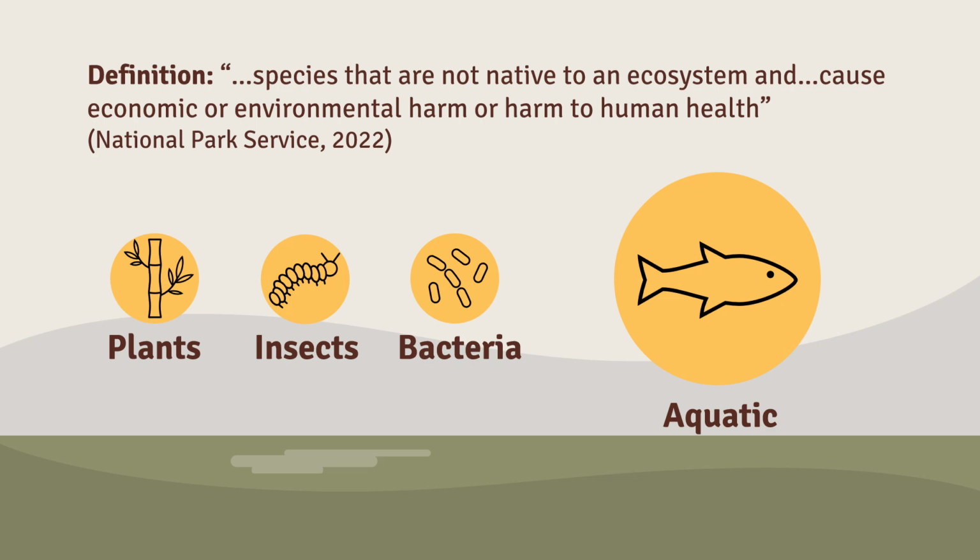Okay, so the actual definition of an invasive species, according to the National Park Service, is a species that is not native to an ecosystem and causes economic or environmental harm or harm to human health. And invasive species can actually be any type of living organism. So plants, I know bamboo is pretty invasive, insects, and then bacteria. And in this case, we'll be talking about the aquatic version of an invasive species with the Asian carp.